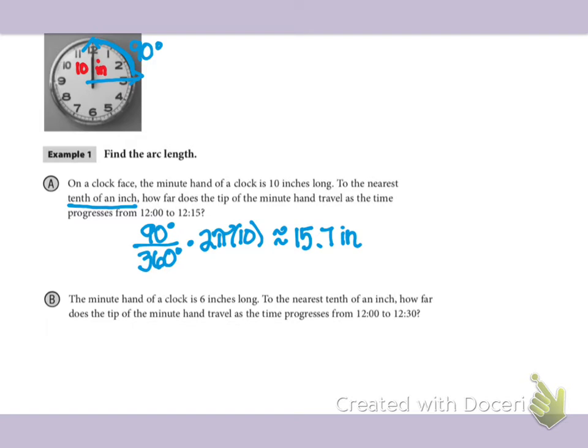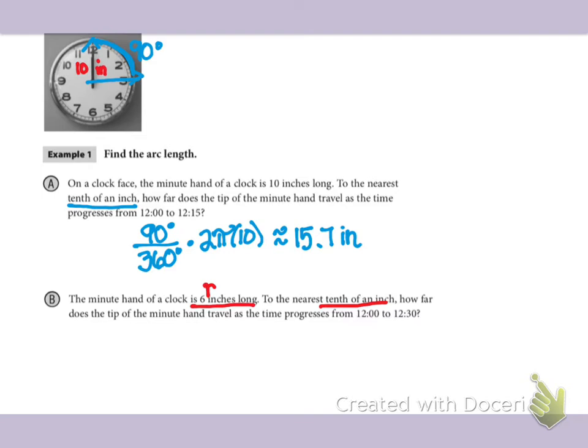That is how far you'd have to travel to go from straight up at 12 o'clock to 12:15. So here's a related question. This time it says the minute hand of a clock is 6 inches long. So that means my radius is 6 inches, right? To the nearest tenth of an inch. Again, I want to see what they want me to round to, so tenth of an inch. How far does the tip of the minute hand travel as the time progresses from 12 o'clock to 12:30?